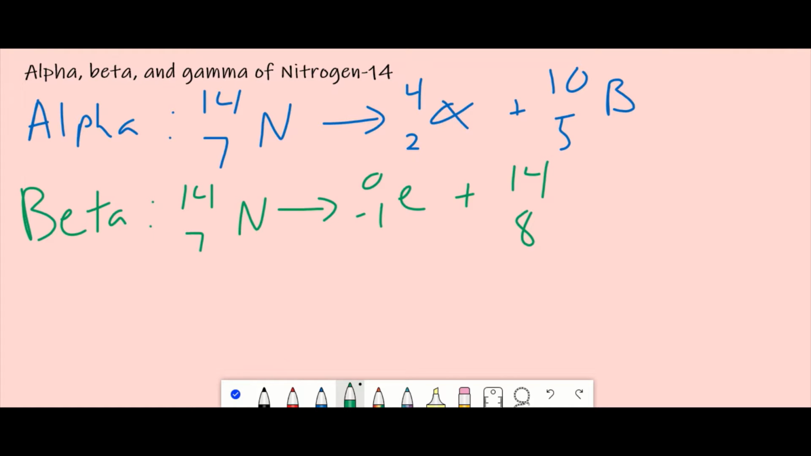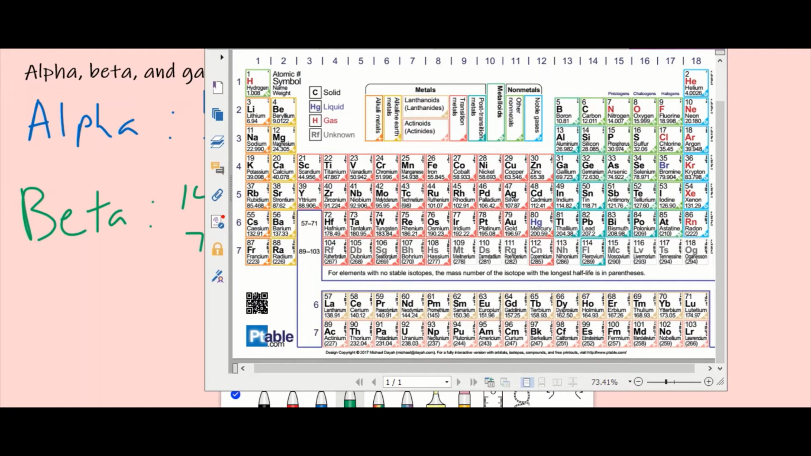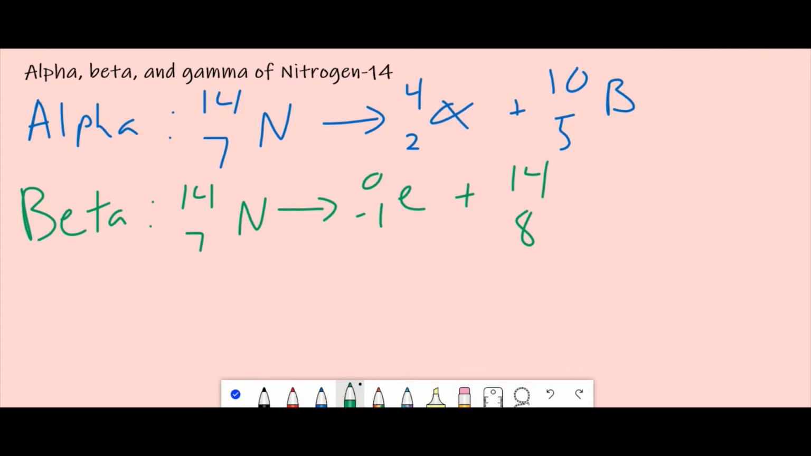If you remember from the periodic table, the atom that has an atomic number of 8 is oxygen. Just check, yep, that is oxygen. Even though most oxygens have a mass of 16, this one will just have a mass of 14. That's totally okay. It just might not be stable.